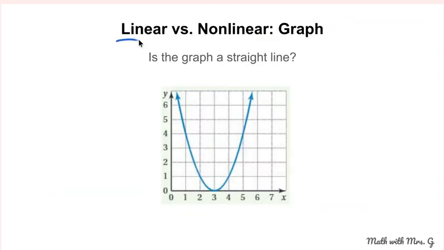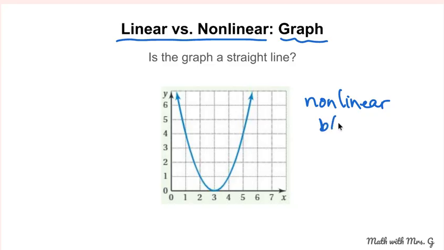So again, we're asking the question, linear versus nonlinear, but now we're looking at graphs. This is by far the easiest one yet. The question you ask is, is the graph a straight line? So immediately you should look at this and you should be able to say non-linear because this is not a straight line. And so if you're on a test, if you're on a quiz and it says explain, friends, it just takes a few seconds. You say non-linear because the graph is not a straight line.